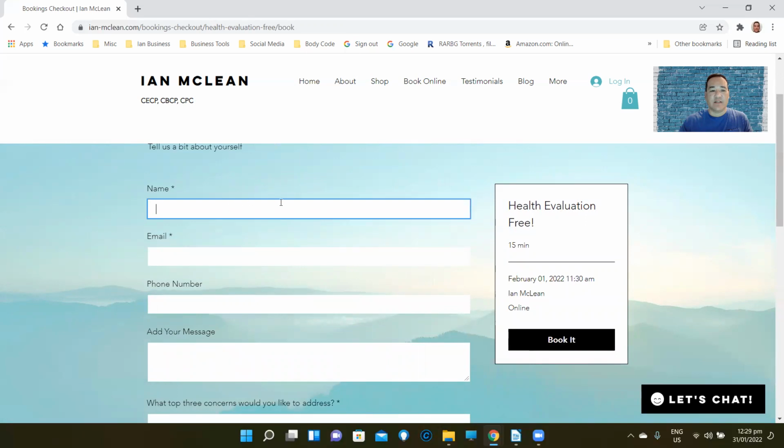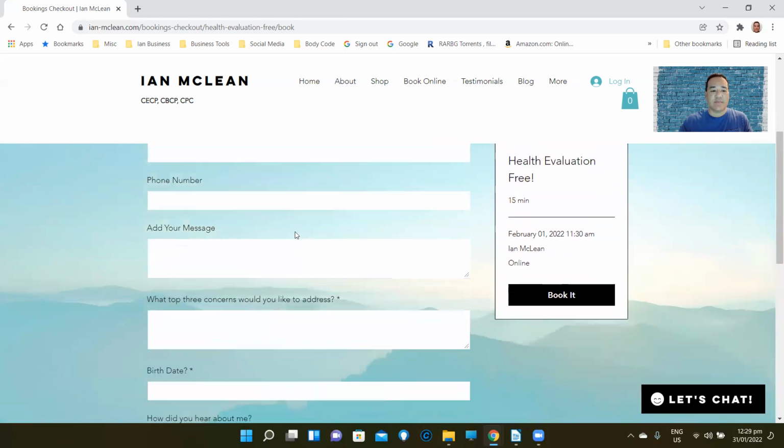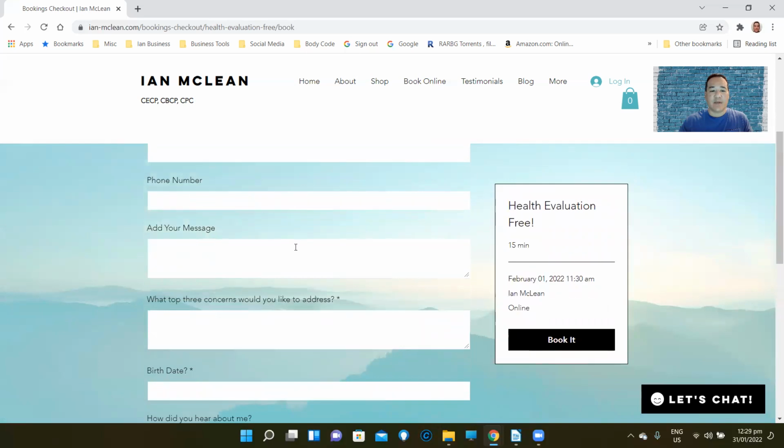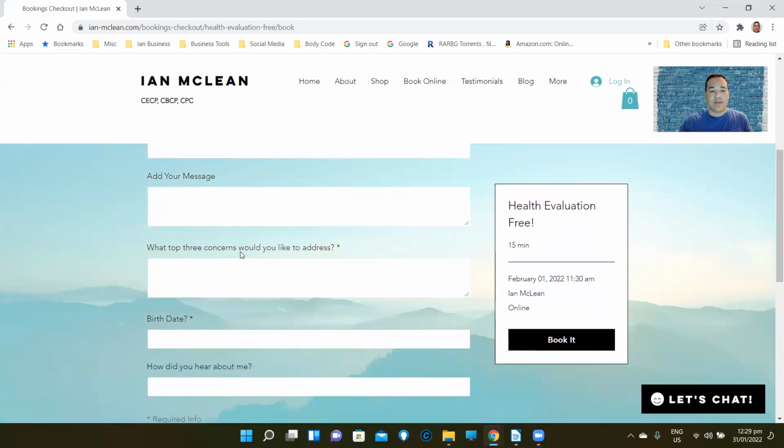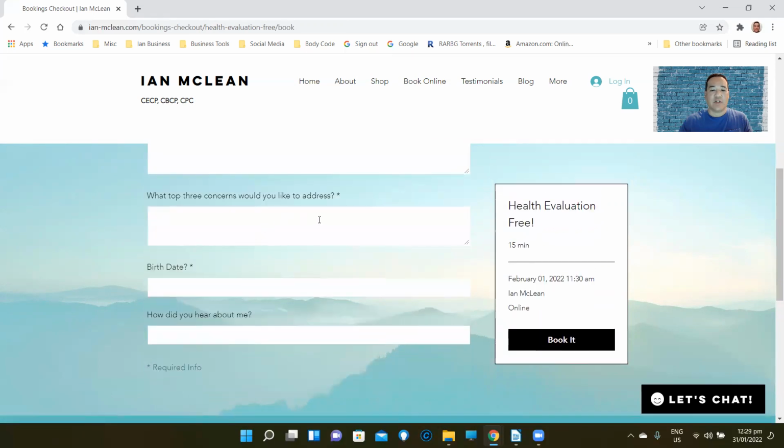Here you just fill in some basic information. With the asterisks, you have to put in the information. So put your name, your email address, phone number, any kind of message. I have here what top 3 concerns you'd like to address. This could be separate to the snapshot, or it could be the same thing. You could just put what concerns you have with your current health or any issue. And then you put your birth date and how you heard about me. Then when you do that, you click book it.